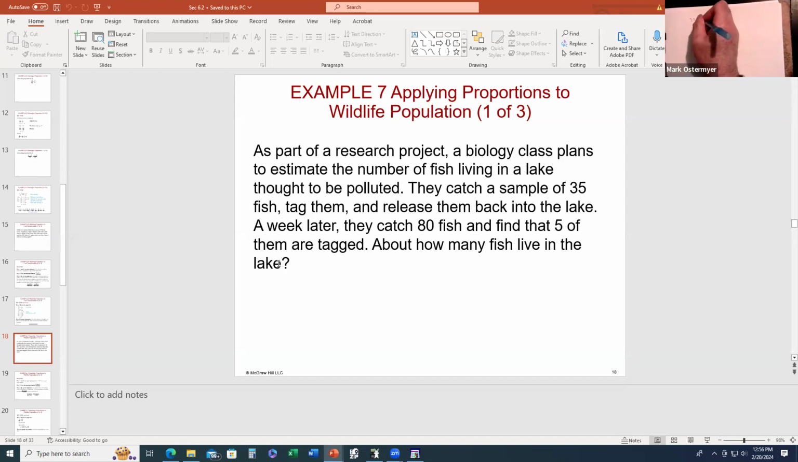35 tagged fish is to X total fish in the lake. We come back a week later and we catch 80 fish. 80 total fish. And of the 80 total, how many are tagged? 5 are tagged.